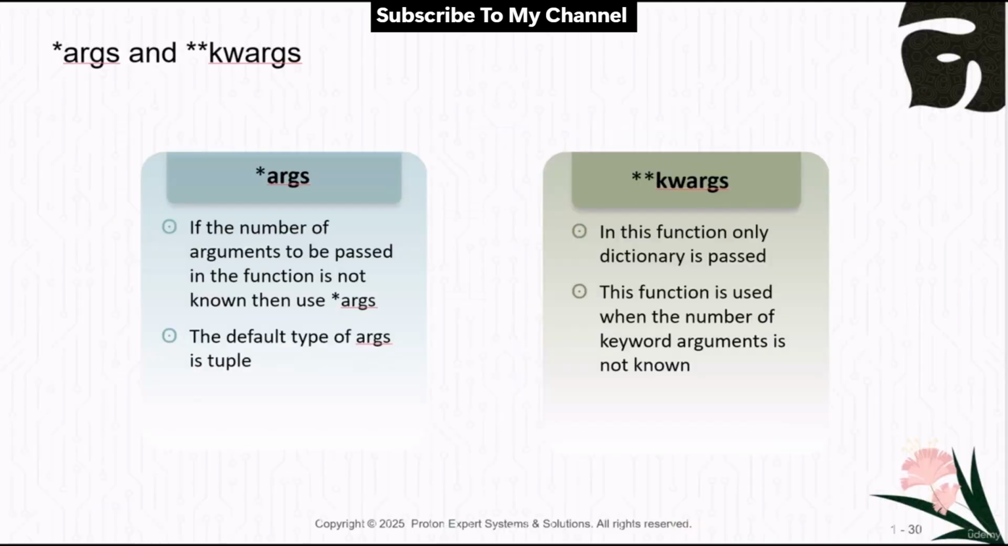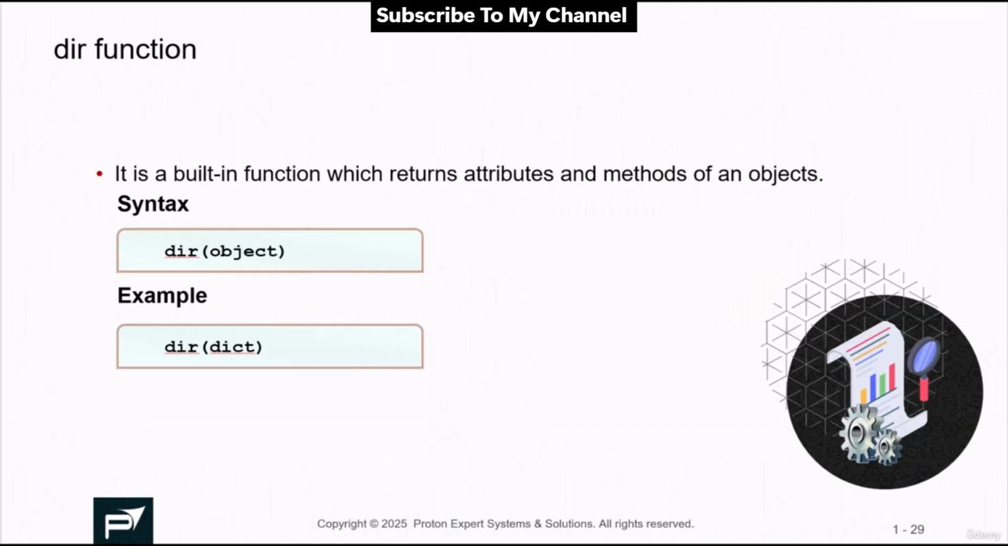Let's have a look on dir function. It is a built-in function which returns attributes and methods of an object. The syntax for dir is dir with object, and the example for dir function is dir with dictionary.